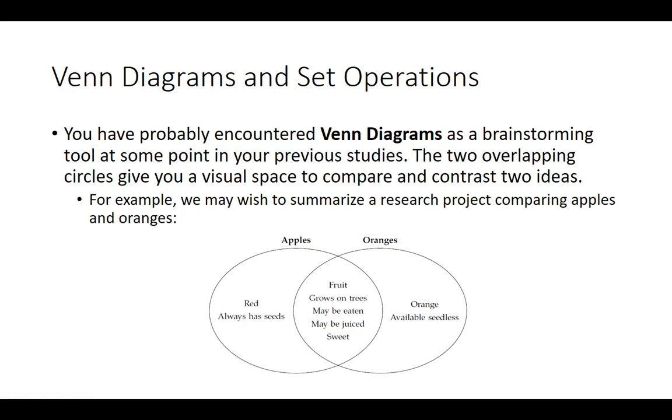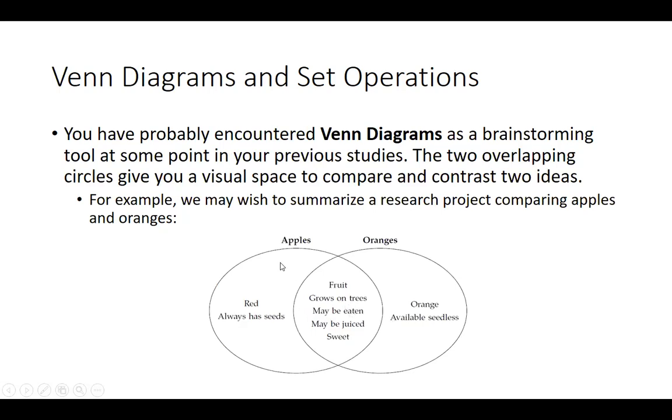You've probably encountered Venn diagrams as a brainstorming tool at some point in your previous studies. A Venn diagram is just two or more overlapping circles, which give you a visual space to compare and contrast two ideas. For example, we may wish to summarize a research project comparing apples and oranges. So one circle represents apples, the other circle represents oranges, and that overlapping space that's in both the apples circle and the oranges circle would apply to both.